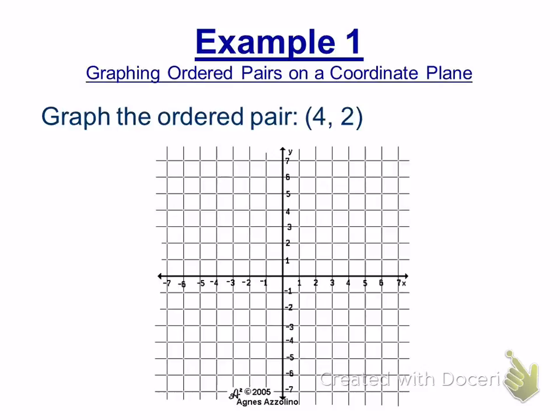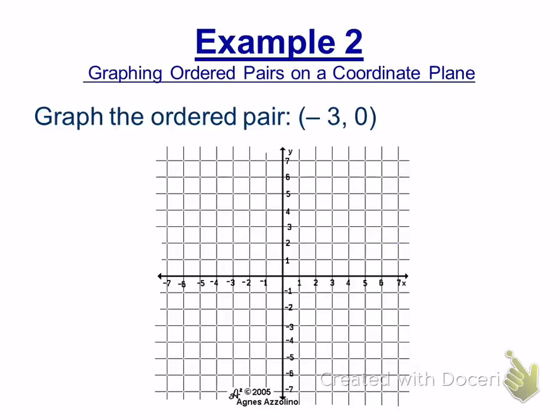So if we go to the right 4 and up 2, that's going to land us somewhere right in this vicinity. Right there. Okay. X is 4, Y is 2. So that's that point right there, (4, 2). You can tell it's in the first quadrant because X and Y are both positive, right? Okay. What about this point?